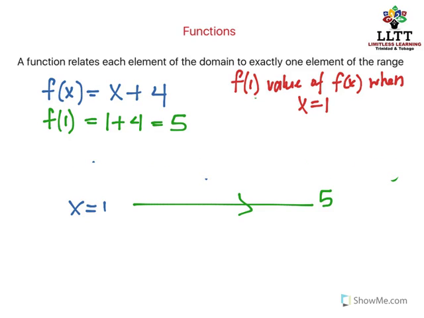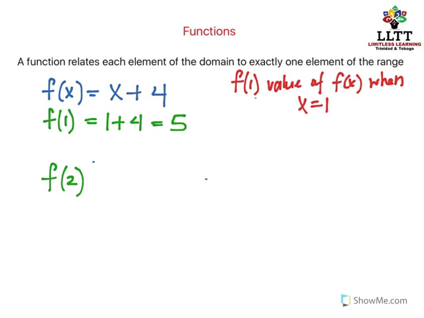So let's look at some more examples. I'm still using the fact that my function is f of x is equal to x plus 4, and in this case I want to find f of 2. F of 2 means that I want to find my value of f of x when x is equal to 2. So all I'm going to do is replace my original function. Everywhere I see an x, I'm going to replace with 2. So that's f of 2 is equal to 2 plus 4, and 2 plus 4 is 6.